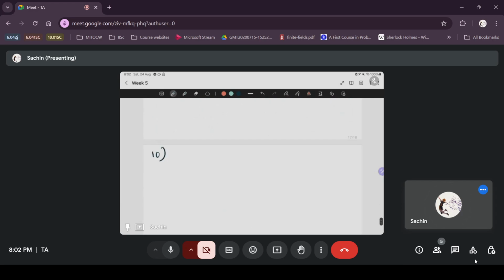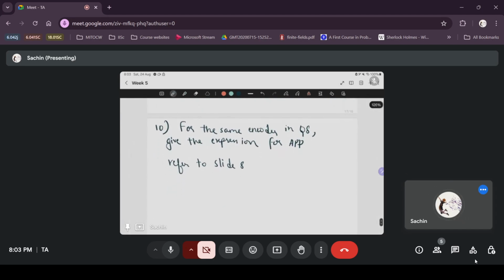Final question, same for the same encoder in question 8. Give the expression for APP for that. Refer to slide 8 as they have given the formula for this.